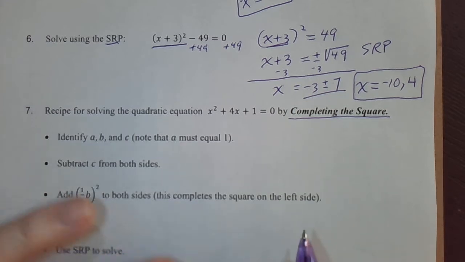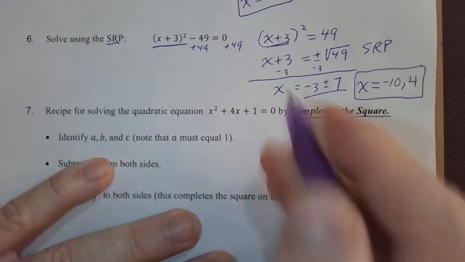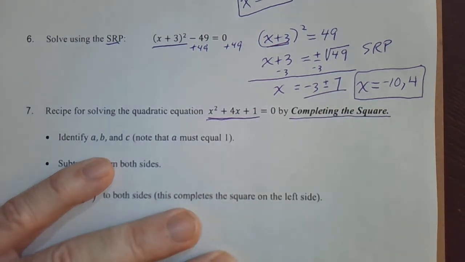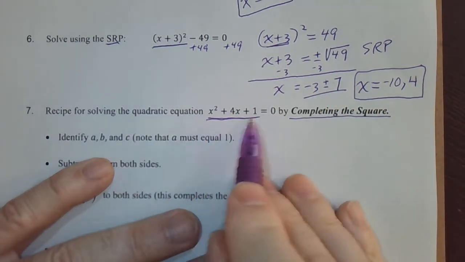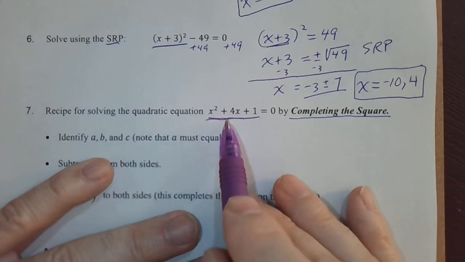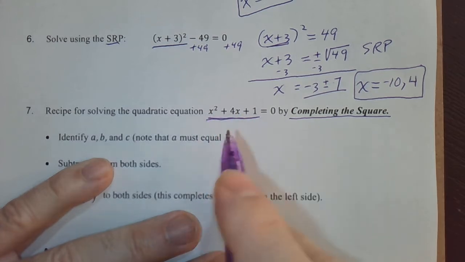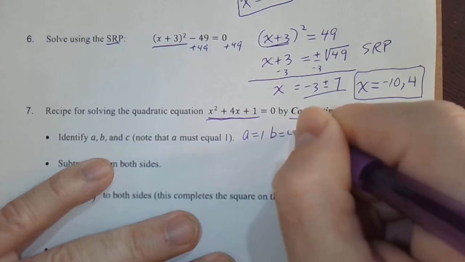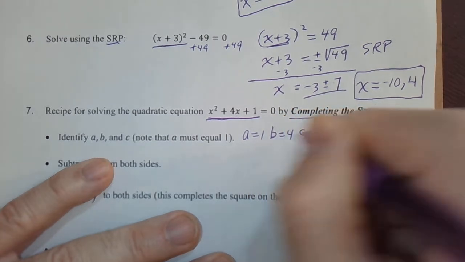So the first thing we want to do is identify what A, B, and C are in this left side. After you get 0 on one side, get it written in standard form and identify A, B, and C. Remember, this is ax squared plus bx plus c. So I can say A is 1, B is 4, C is 1.